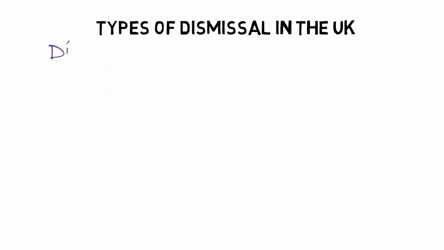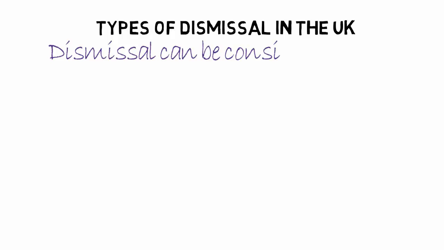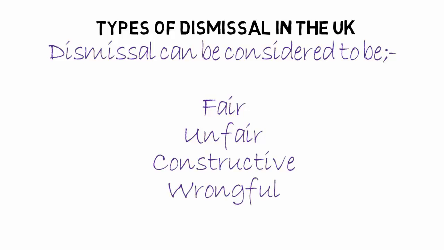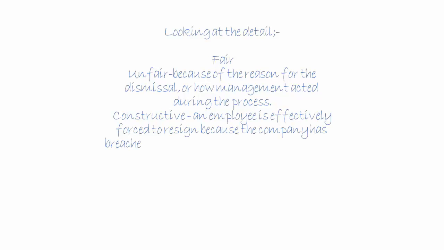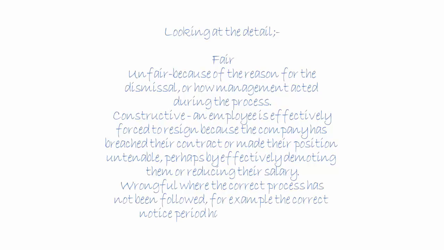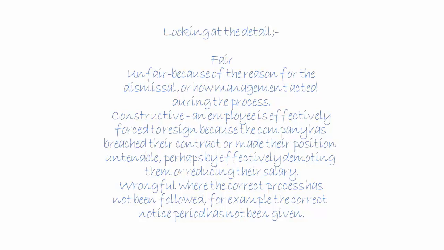Types of dismissal in the UK. Dismissal can be considered to be fair, unfair, constructive, or wrongful. So looking at the detail, fair speaks for itself. Unfair, because of the reason for the dismissal or how management acted during the process. Constructive. An employee is effectively forced to resign because the company has breached their contract or made their position untenable, perhaps by effectively demoting them or reducing their salary. Wrongful dismissal, where the correct process has not been followed, for example, the correct notice period has not been given.